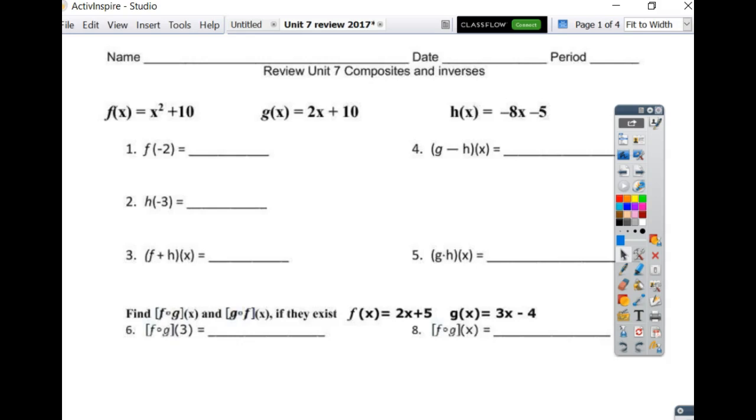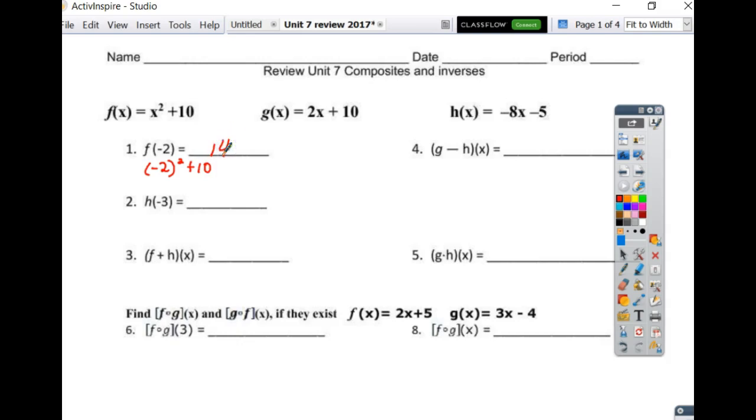Okay, so the first problems were from the very beginning. And so what do I do with the negative 2? Put it in for x, right? So do I keep the x when I put the negative 2 in? No, it replaces it. So this is negative 2 squared plus 10. Negative 2 squared is 4 plus 10 is 14.